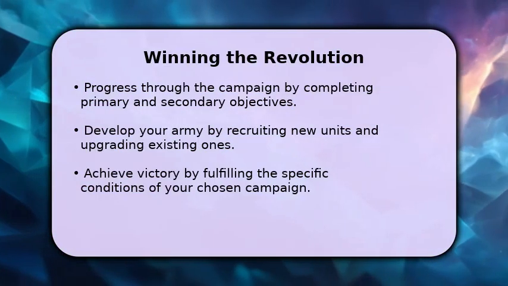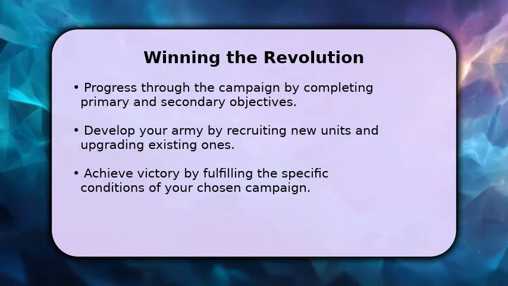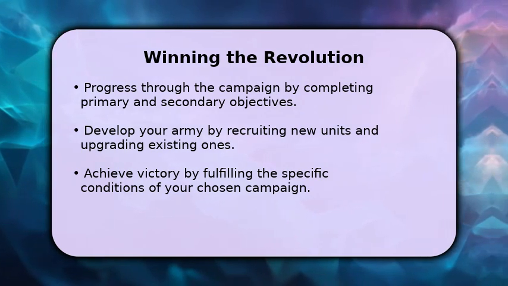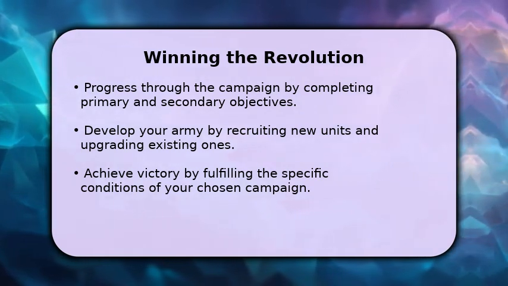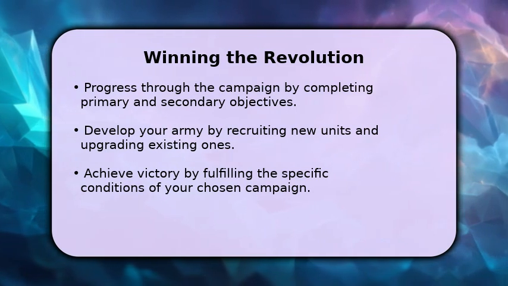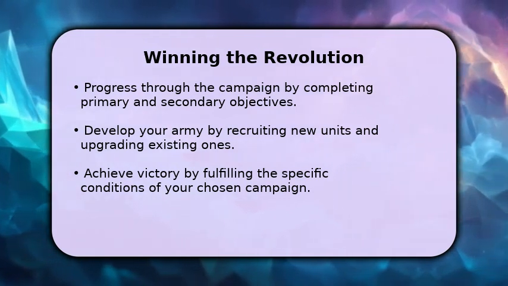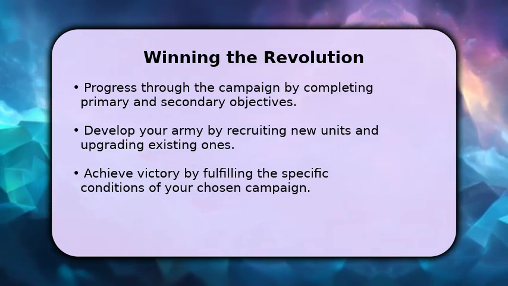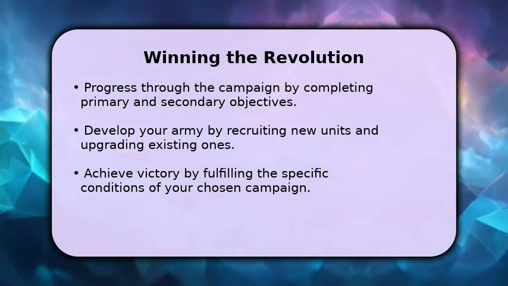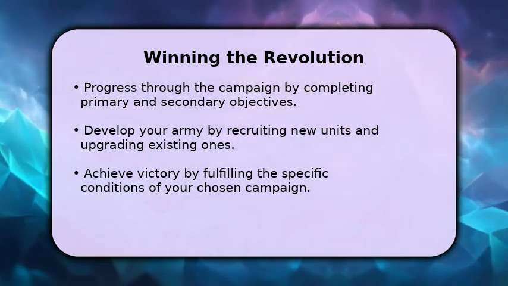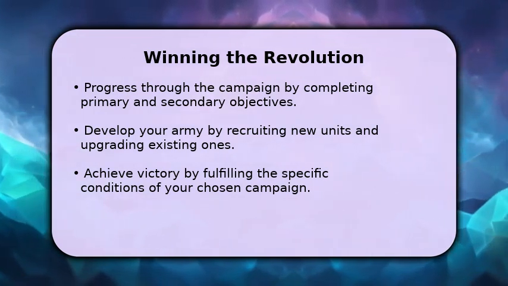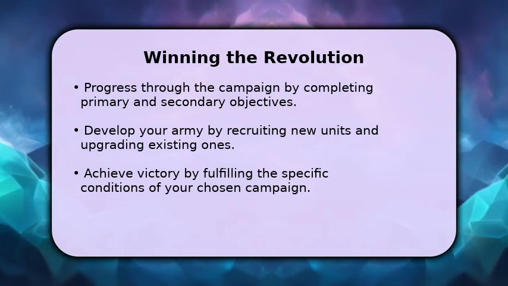To ultimately win the American Revolution, focus on long-term campaign progression. Successfully complete both primary and secondary objectives to advance through the war. Continuously develop your army by recruiting new brigades and upgrading their equipment and experience. Remember, each campaign has unique victory conditions, such as capturing a specific number of territories or defeating key enemy armies. Stay persistent, adapt to challenges, and lead your forces to triumph.